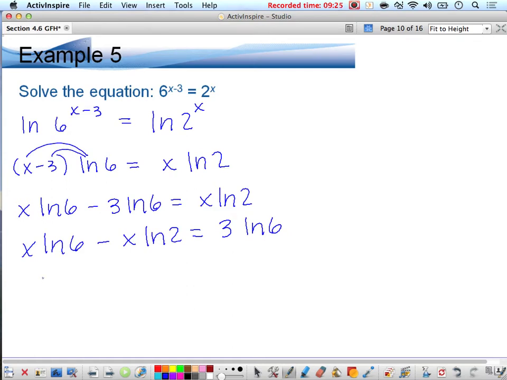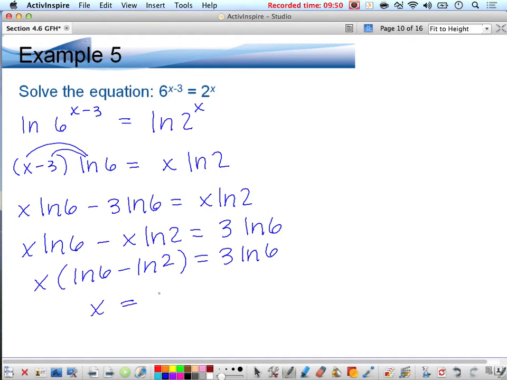So we factor the x to the front, and that leaves us with the natural log of 6 minus the natural log of 2 is equal to 3 natural log of 6. And then for your final step, you can just divide by that parenthesis, and the x will be by itself. So it's weird. You get rid of the parenthesis, then you bring the parenthesis back once you know that you can factor an x out of them.